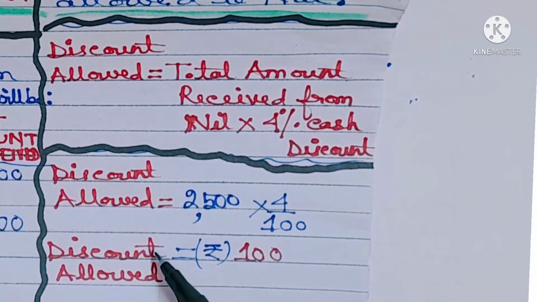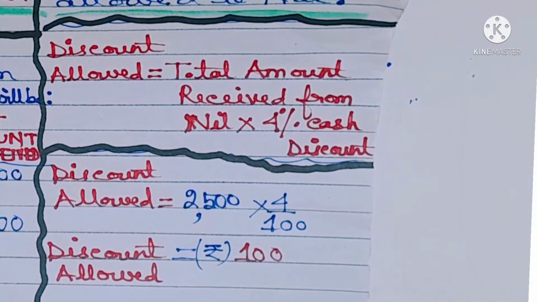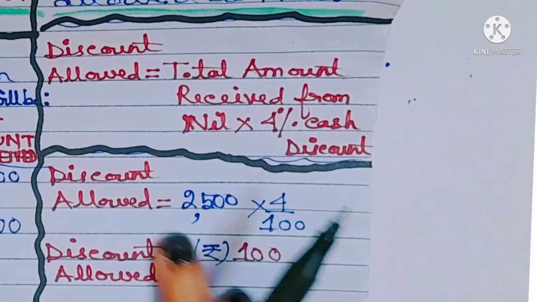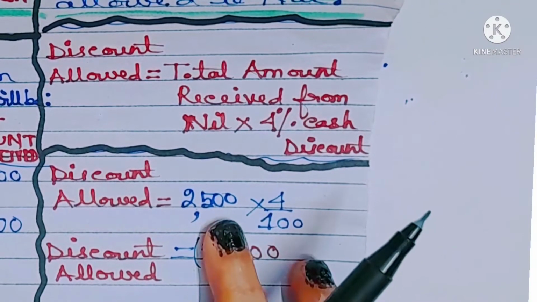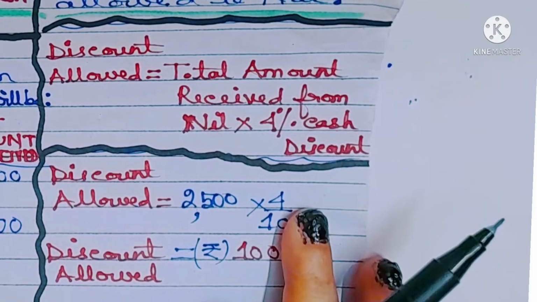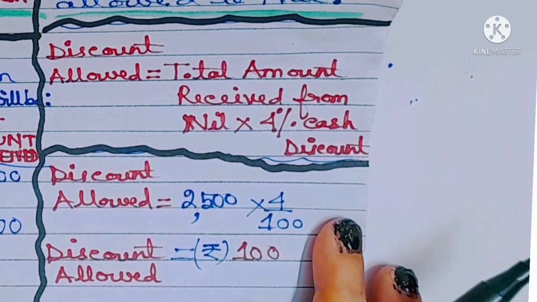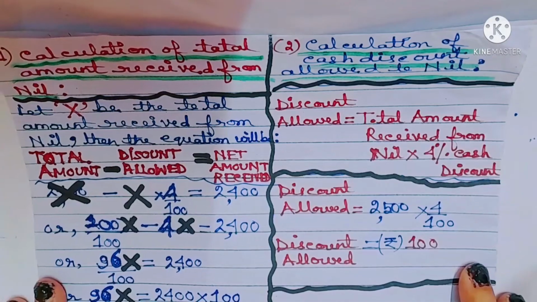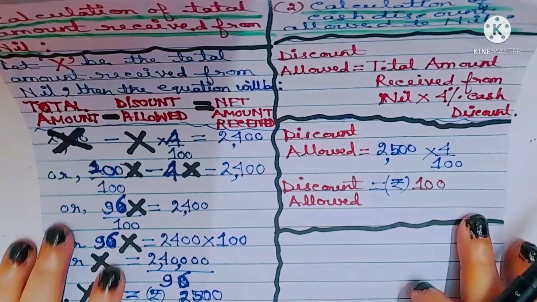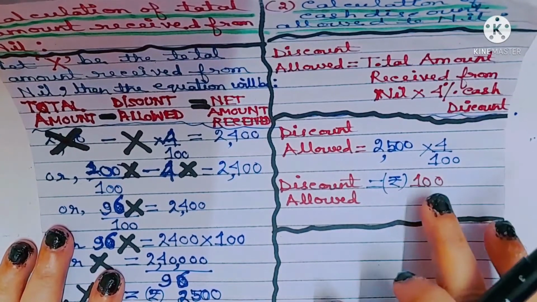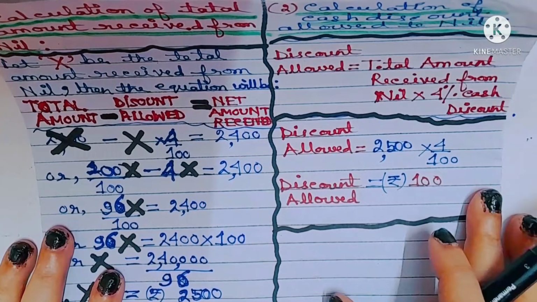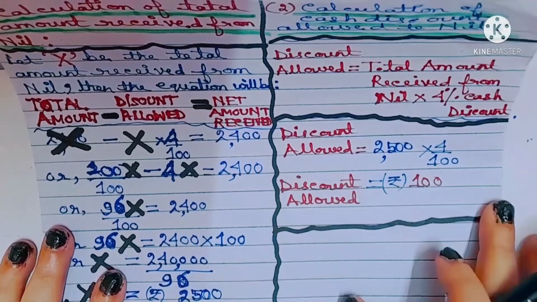So discount allowed is 100. Or discount allowed will get total amount 2,500 deduct net amount received from Neil 2,400, then also you'll get 100 rupees. Understood? This is the way you have to calculate. So we'll have to write in the discount column 100. Understood? And in the bank column 2,400.